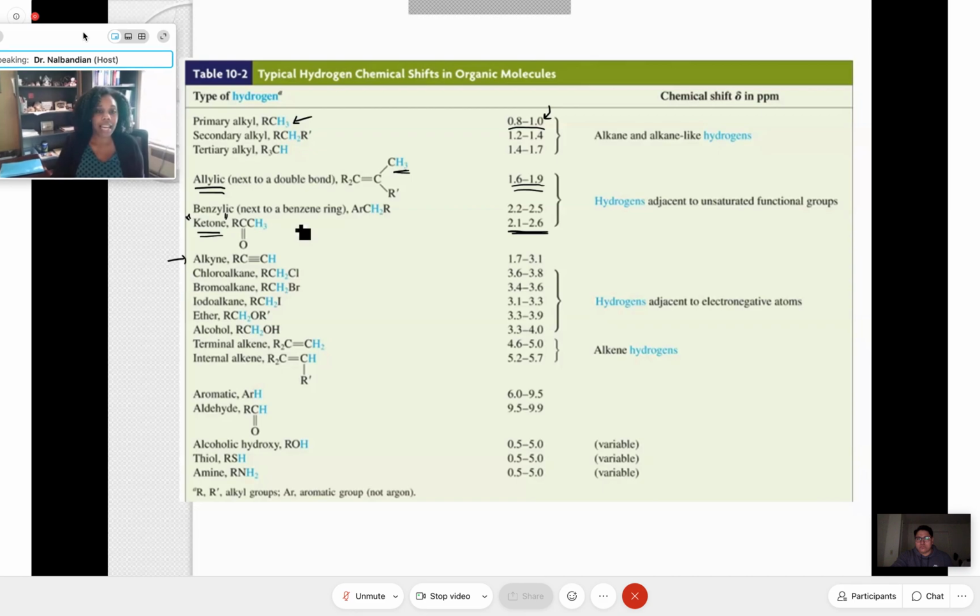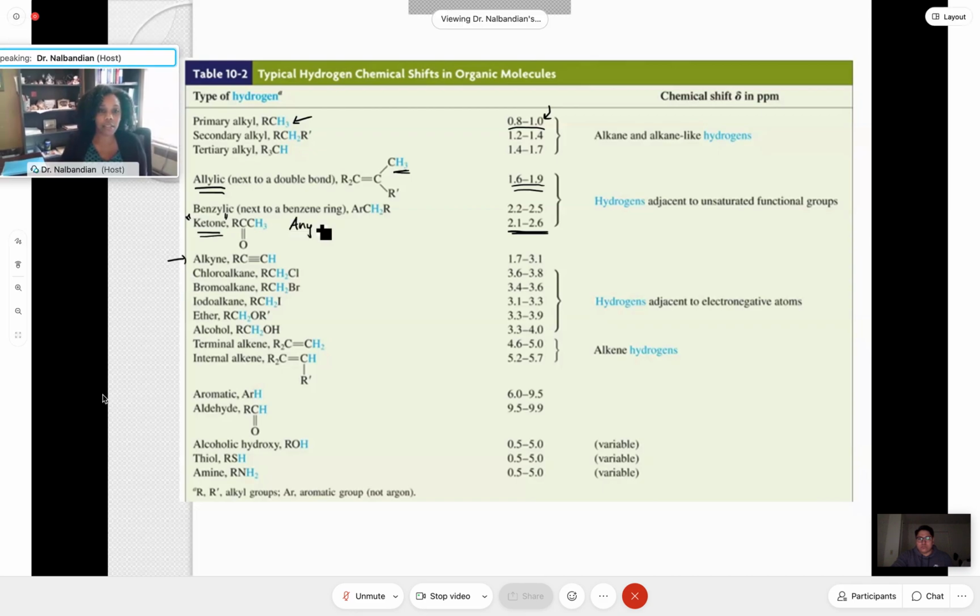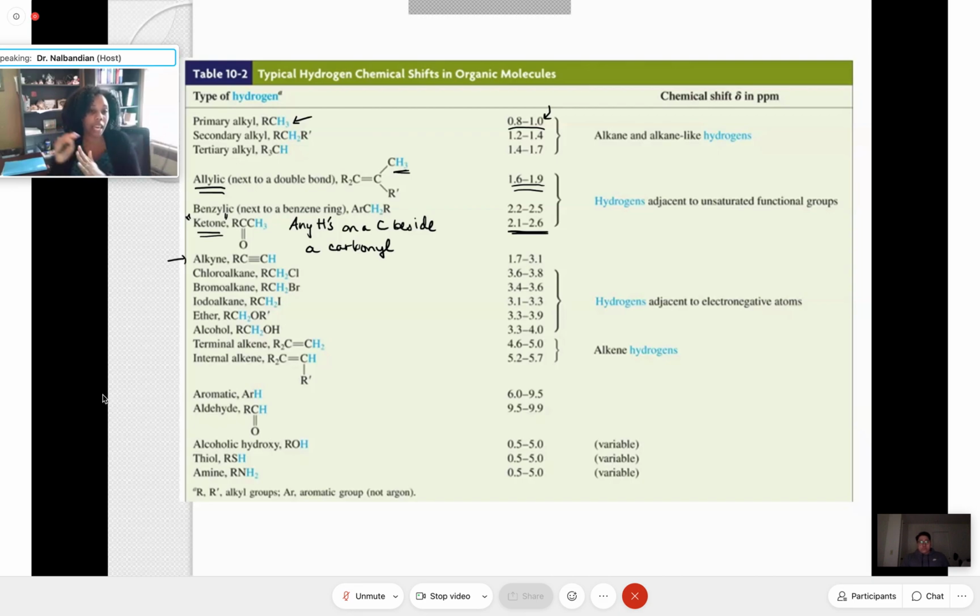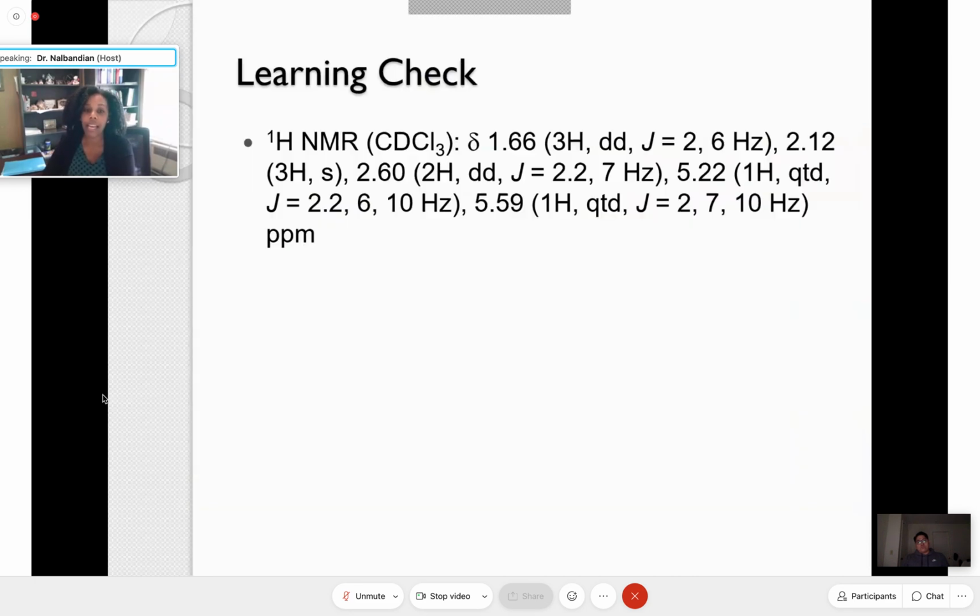Ketone really means any hydrogens on a carbon beside a carbonyl. A carbon with a double bond to oxygen. It doesn't have to be a ketone. It could be an aldehyde. It could really be a carboxylic acid. It could be an amide. It could be anything that has that carbon with a double bond to oxygen. So when you see ketone, don't assume it has to be a ketone. It could be other functional groups. It's just any hydrogens on a carbon beside a carbonyl. Make a note of that in your notes.